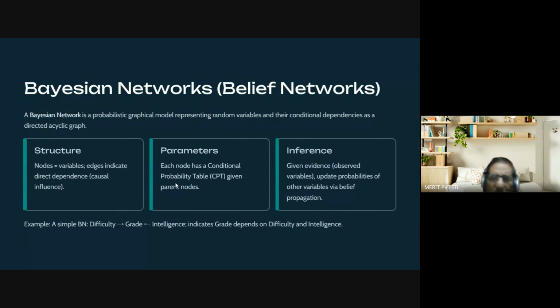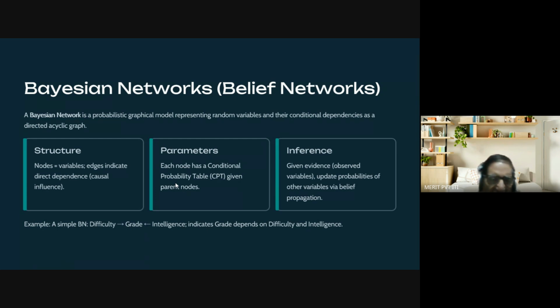Bayesian network, the belief network. What is it? A Bayesian network is a probabilistic graphical model representing random variables and their conditional dependence as a directed acyclic graph. The structure is: node equals variable, edges indicate direct dependence or causal influence. Parameter: each node has a conditional probability table given parent nodes. Inference: given evidence of observed variables, update the probability of other variables via belief propagation.